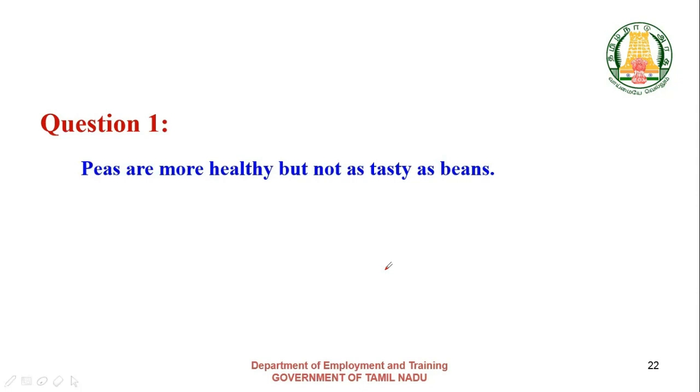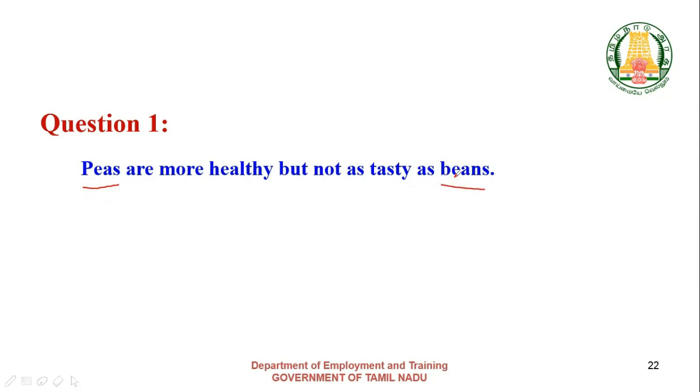We have learned enough examples and explanations regarding the grammar of adjectives. Now, we have a few questions to face and answer. Here we go. Question number 1: Peas are more healthy but not as tasty as beans. Let me read the sentence once more. Peas are more healthy but not as tasty as beans. Here, the words peas and beans are two nouns in this sentence.